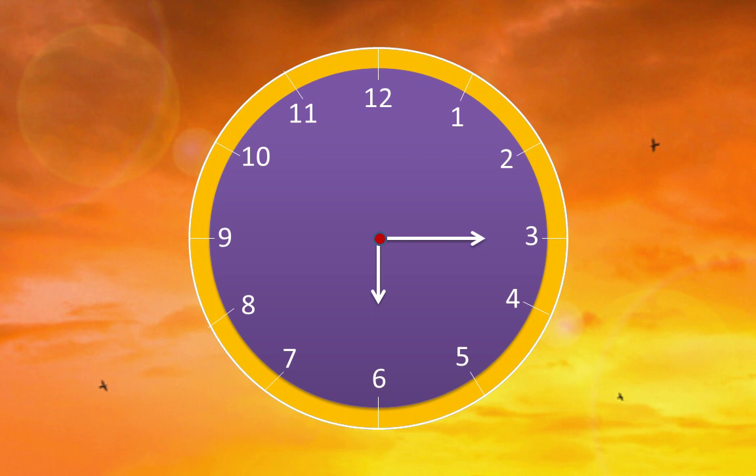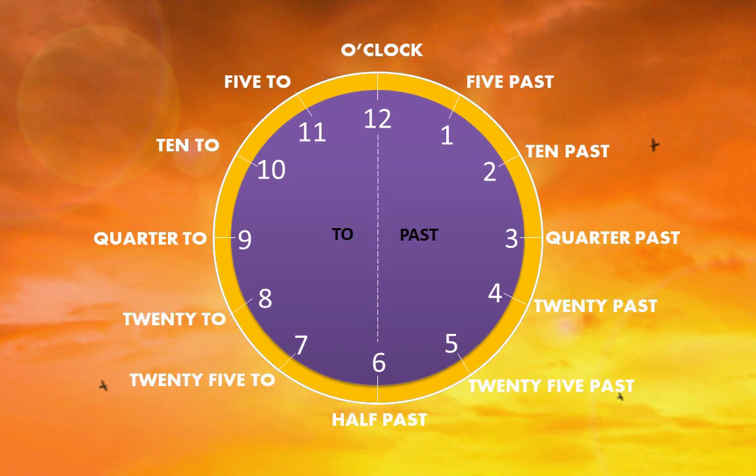Stop crying and listen to me. Look at the clock. In a clock, there are 3 hands. One is the hour hand, one is the minute hand, and the last one is the second hand. When the hour hand and the minute hand are at the 12, it is called 12 o'clock.